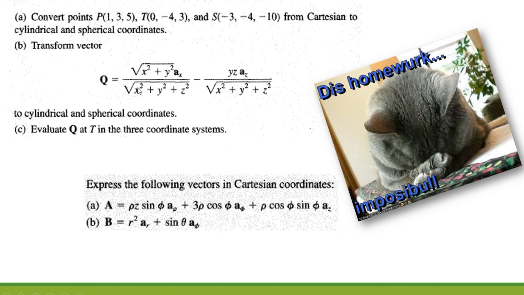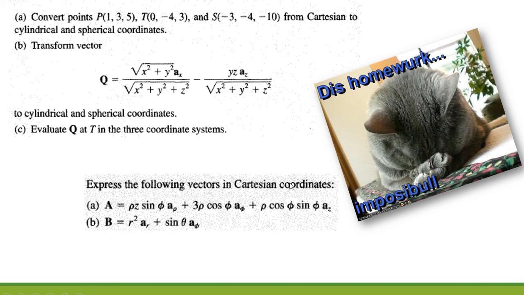Here also, this is a vector. This is a Cartesian vector. You have to convert it to cylindrical as well as spherical. And the third, some subdivision will be after converting into cylindrical and spherical. You have to calculate the magnitude of this Q vector at the point T. At point T, you have to calculate the magnitude of Q in spherical coordinates, cylindrical coordinates as well as Cartesian coordinates. This is one more problem.